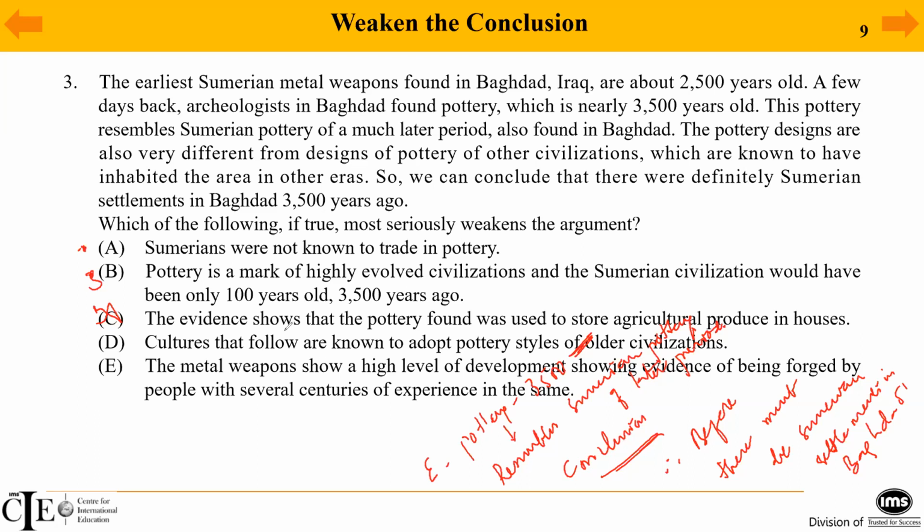So you can't say Sumerians existed. This is putting that conclusion in doubt. It could be other cultures also. So D is weakening it by saying that the cultures that follow are known to adopt pottery styles of older civilizations. So Sumerian settlements need not be there in Baghdad. If there is somebody else also, that pottery resembles Sumerian later because they picked it from them. So Sumerian settlements need not be there. So that is proven now. So option D is weakening it.